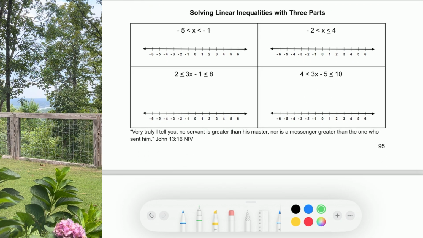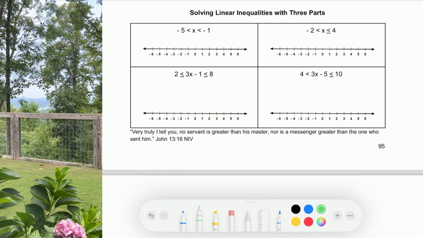Solving linear inequalities with 3 parts. And this is our last section, but it's important because it's a little bit different. It's probably something that you either haven't seen at all or you only saw for a short period in school. So it might seem somewhat brand new to you.